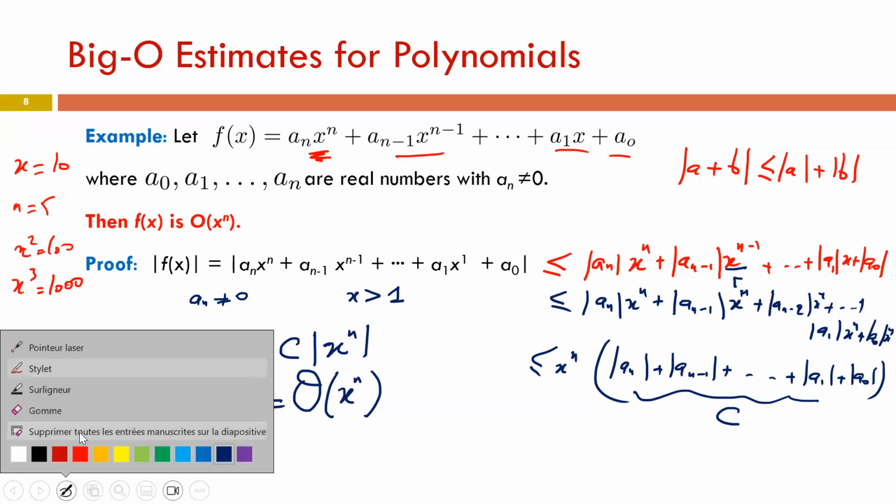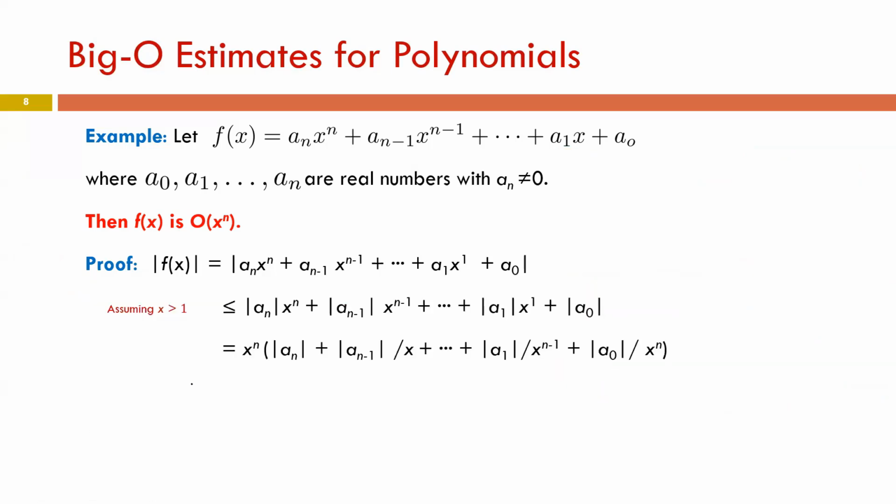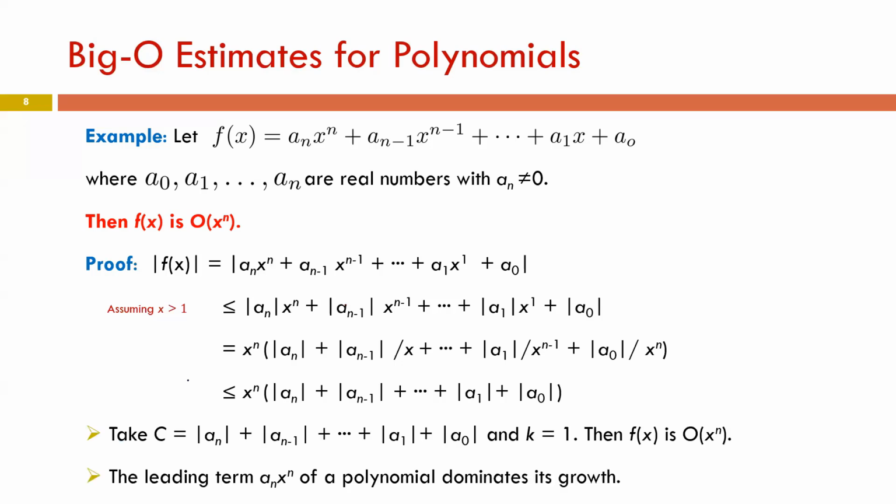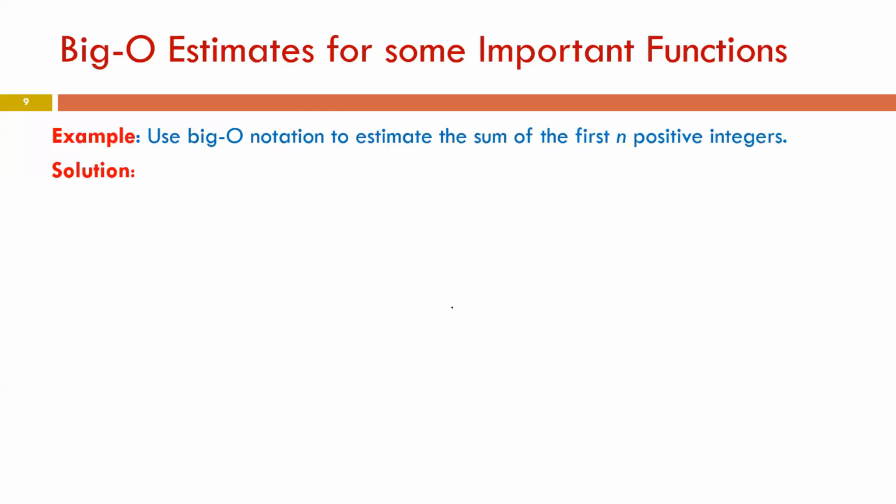This is the idea. Here again, the leading term dominates the growth of a polynomial function of degree n when x is large.